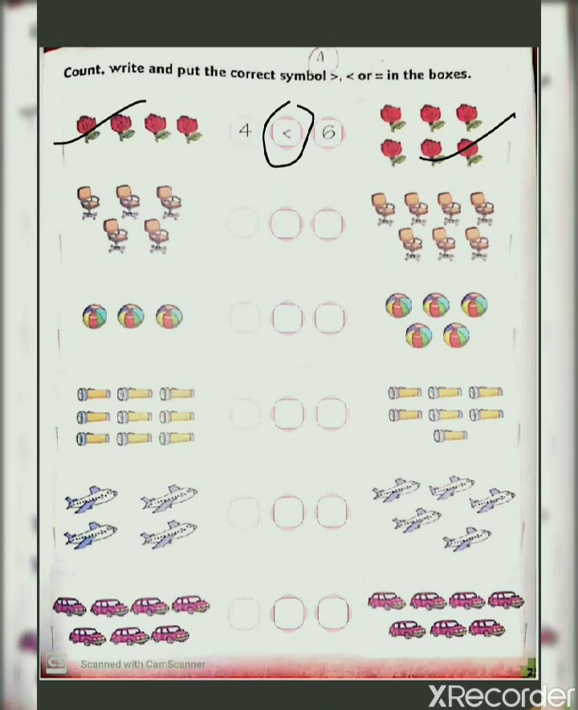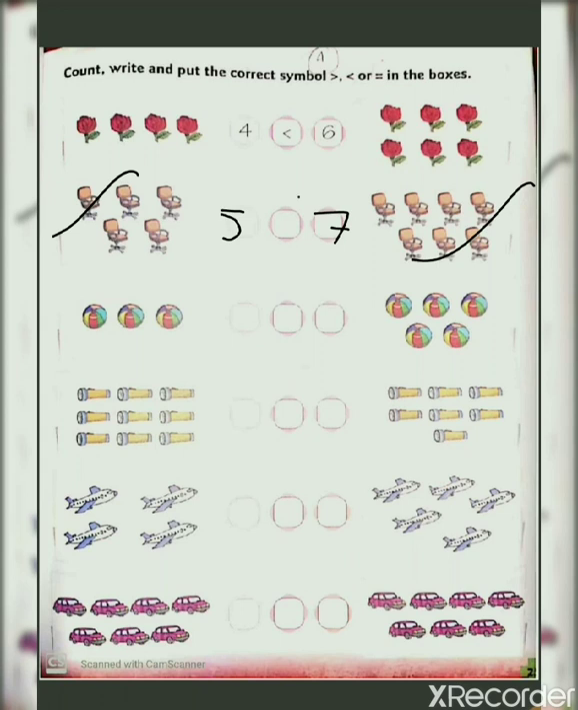Now we will do the next question. You can see at the left side there are 5 chairs and on the right side there are 7 chairs. So in the boxes you will write here 5 and here you will write 7. So children, which number is greater? Yes, number 7. So you will open the mouth on the right side. So here also we can say that 5 is less than number 7. The rest you will do.